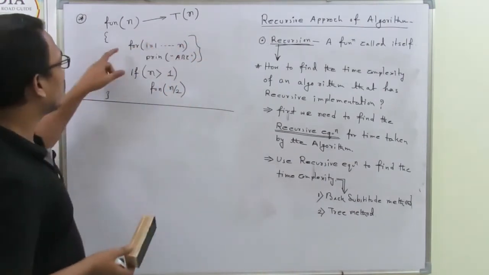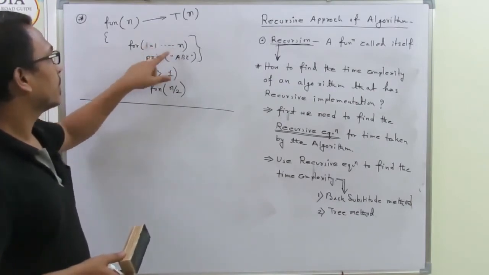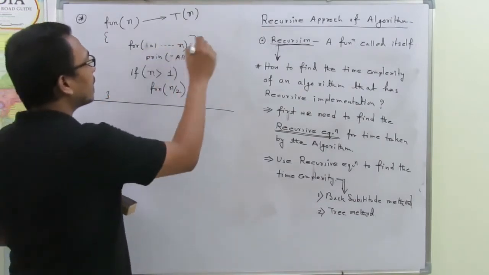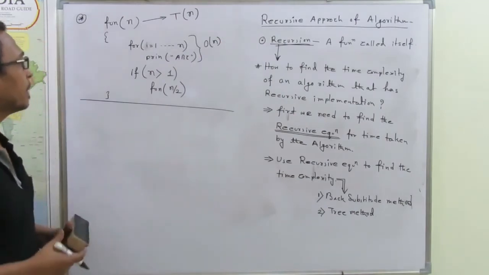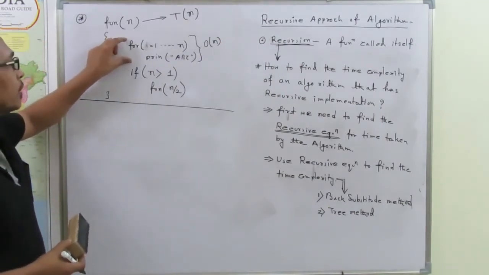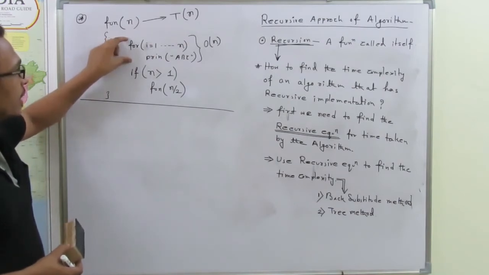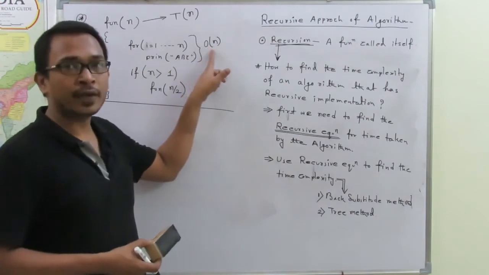Look, this loop executes from 1 to n, and each time it will take only a constant time. That means how long will it take? It will take only order of n time. Clear? Because this one is an iterative process, and in an iterative process we know how to find the time complexity, so we will get order of n.